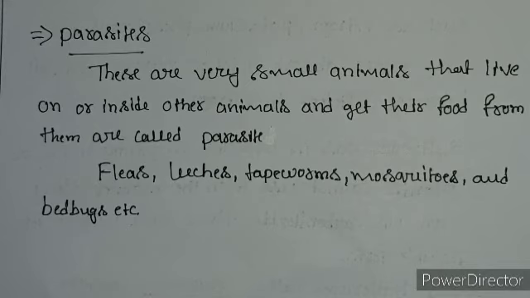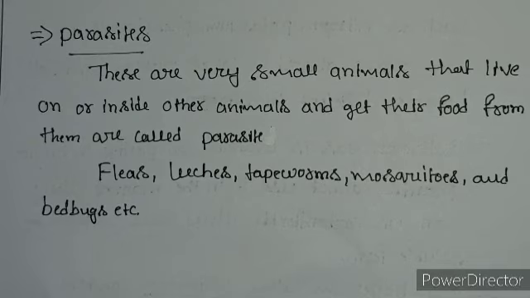Fleas are wingless insects that live on birds and mammals. Fleas spread by jumping from one animal to another to suck their blood. The tapeworm lives inside the intestine of animals, and we can also get tapeworm if we eat food coming from infected animals. So this is all about parasites.